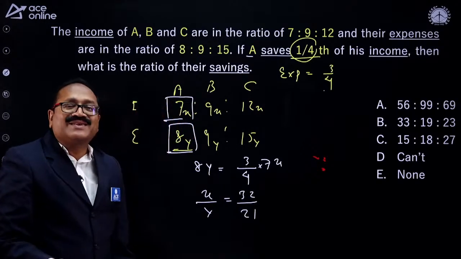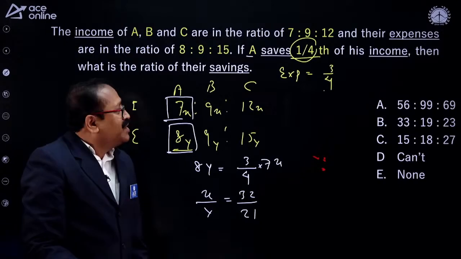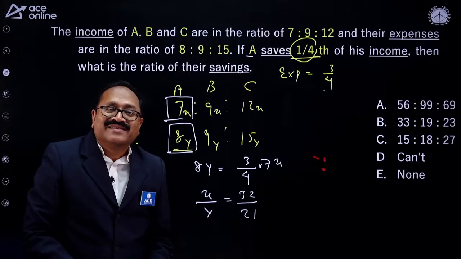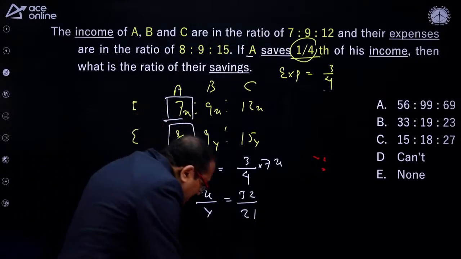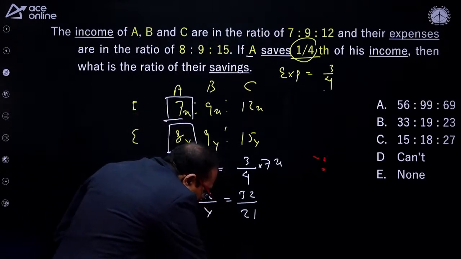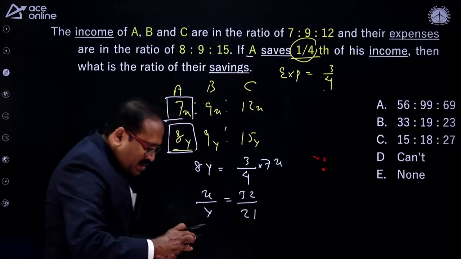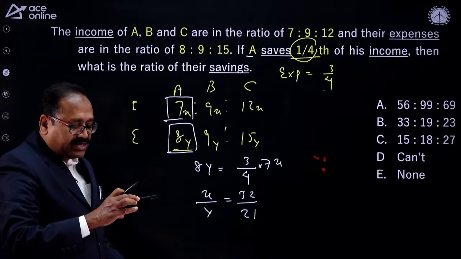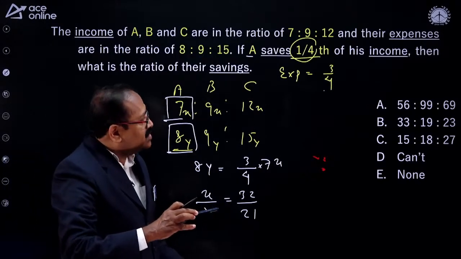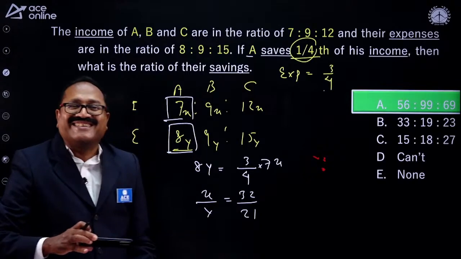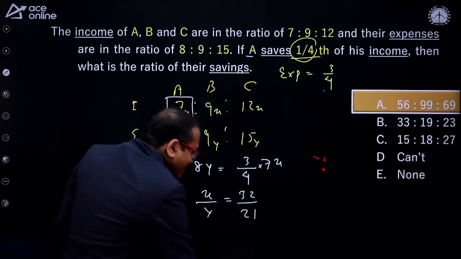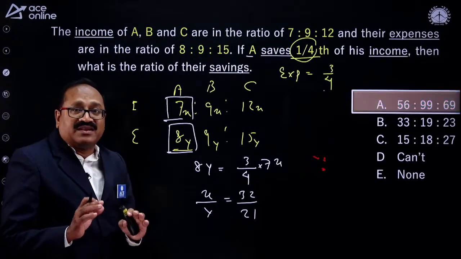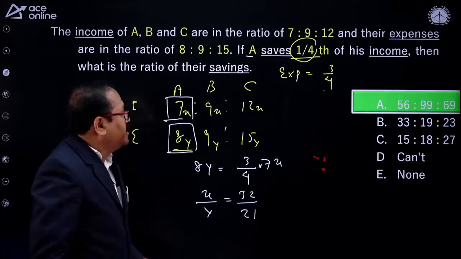So now, same as the previous question, what is the question now? Now find the ratio of their saving. You can do it, my young friends, and some of you have done it. Wow. Wonderful, Mr. Poonam Naresh. Let me check that. 56 is to 99 is to 69. Is that right? Right. Well done. Okay. Now, consider it as a practice. I notice that you are very good, Naresh.